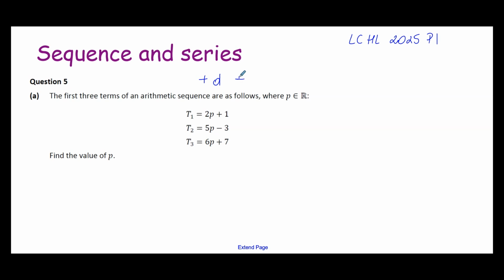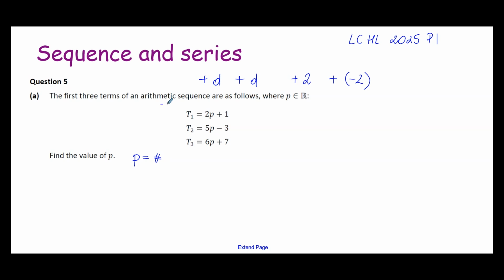Now, that number we are adding could be +2 or it could be -2. Okay, just to be clear. So in order for me to find the value of the letter, I need to have an equation, because at the end of my calculation, I want to tell them p is equal to a number, isn't it? So I need to create an equation that involves that letter and has two sides.